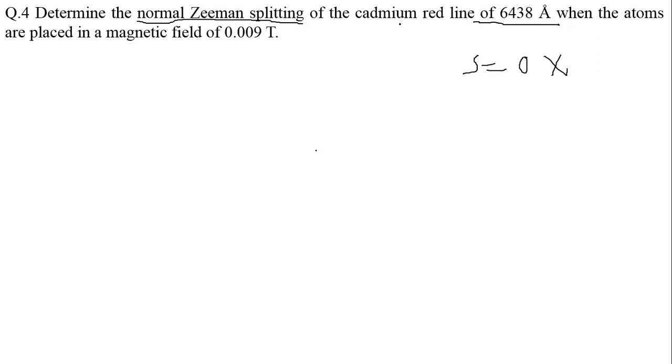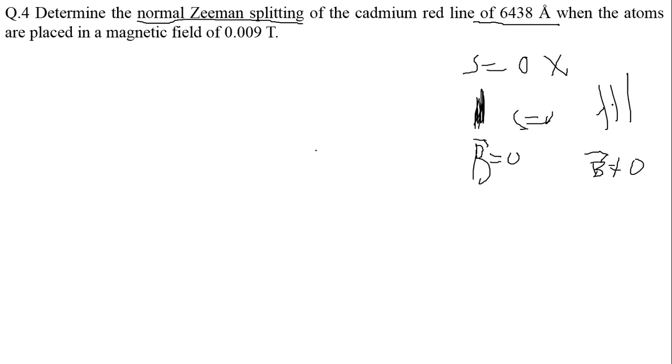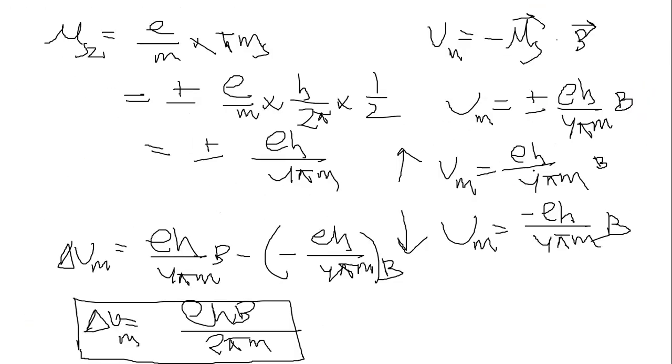In case of the normal Zeeman effect, there is one single spectral line. Suppose the magnetic field B vector is 0 here. If S is equal to 0, then if we keep it in an external magnetic field, that is B non-zero, then this one spectral line will be split into three different spectral lines. The central one will not be shifted, but the two others will be shifted in two opposite directions. Like in the first problem we studied, there will be an energy difference.